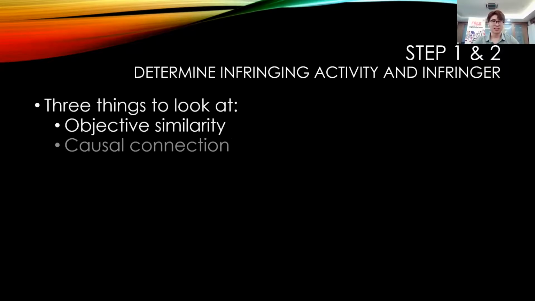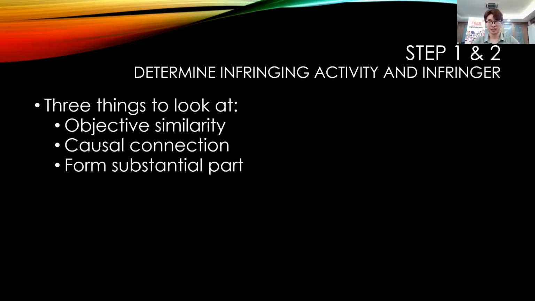There are 3 things to look at for determining infringing activity and infringement. We have a case law here in Malaysia which states that the 3 things to look at in determining whether a particular work has infringed a copyright begin with objectively looking at the similarity. The moment you see two works compared side by side, a reasonable person would think, oh yeah, it's very obvious, it's a copy. So there's an objective similarity there.